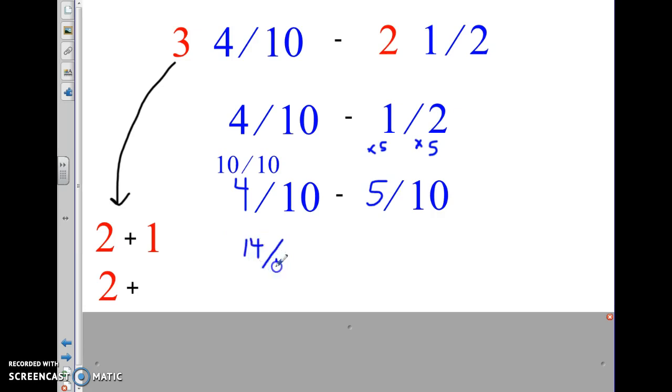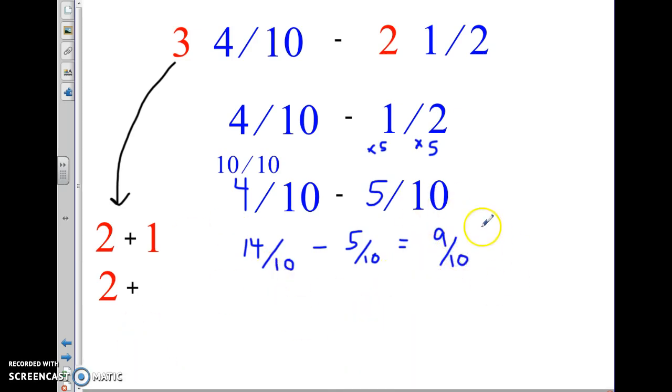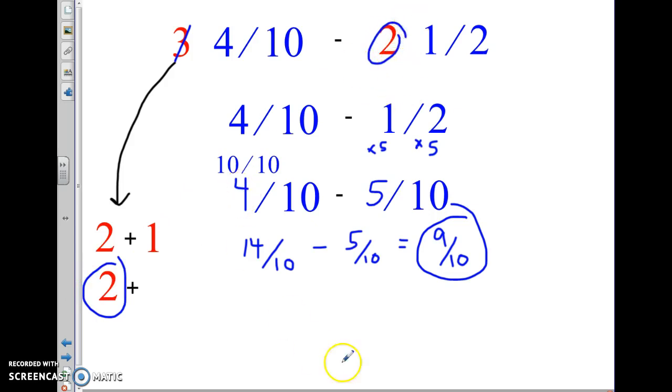So I'm going to take the 14/10 that I have now and subtract the 5/10, and that gives me 9/10. Now that I'm done with the fractional part, I just need to subtract the whole numbers. This is no longer a 3, because I regrouped, I borrowed. Instead of a 3, it was a 2 and a 1, and I took that 1, broke it into tenths, and gave it to the fractional part. So now I only have this 2 left. So 2 minus 2 is 0. I have 0 for the whole numbers and 9/10 for the fractions. So that's my final answer, 9/10.